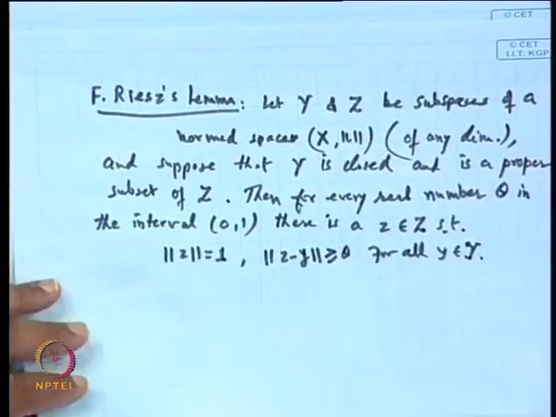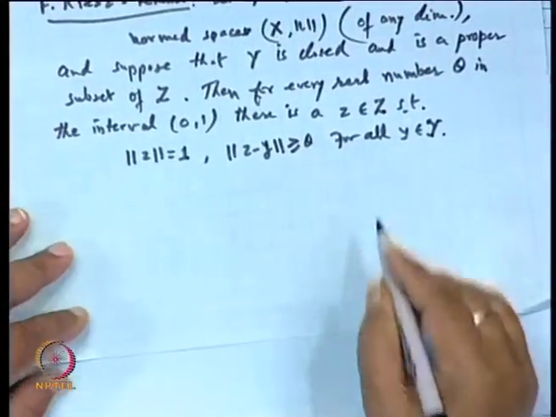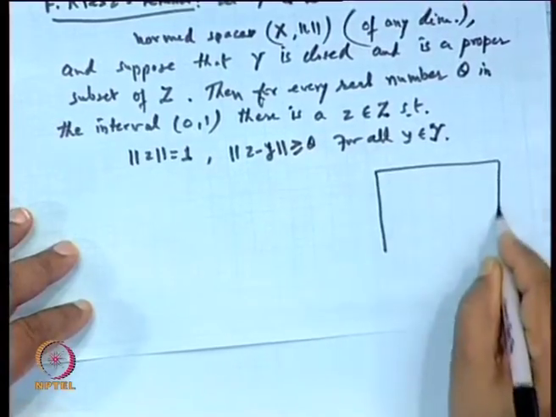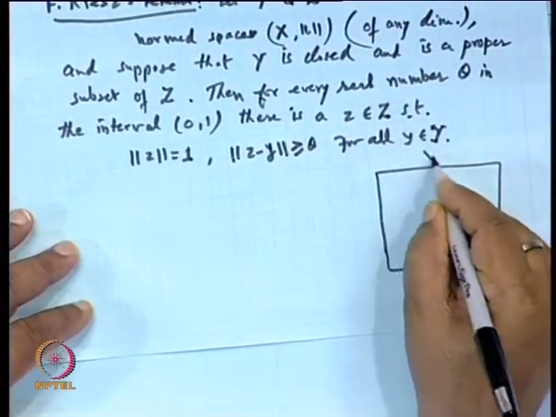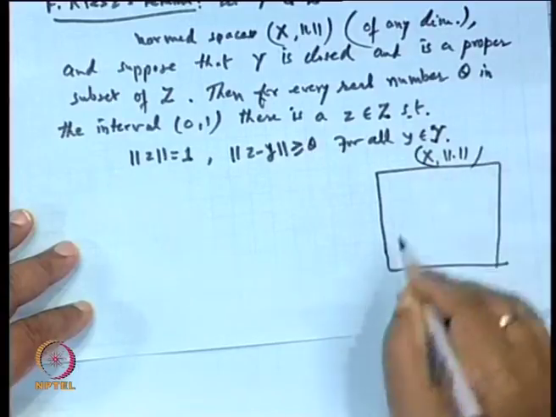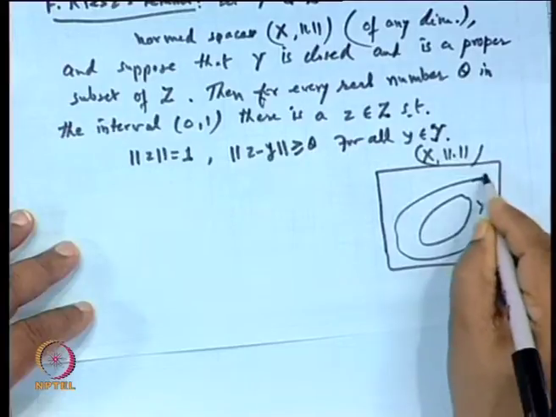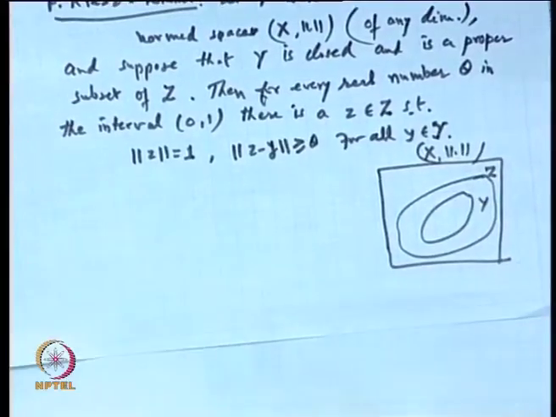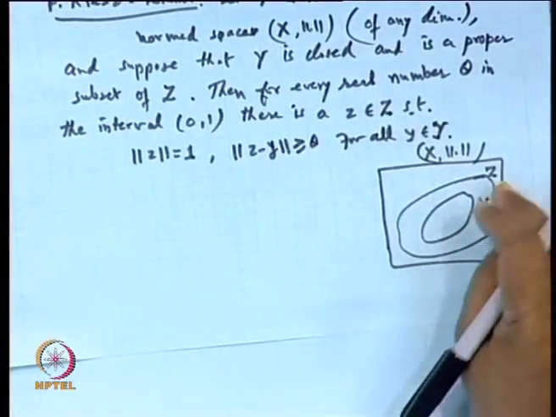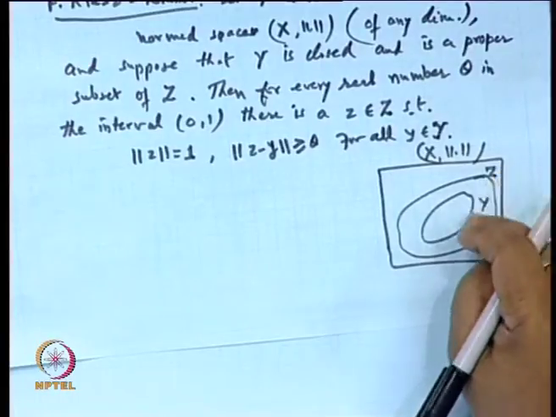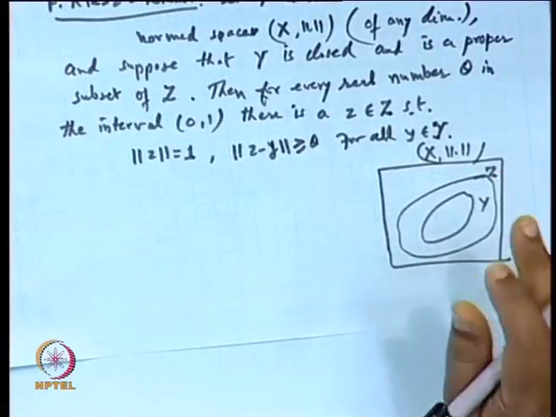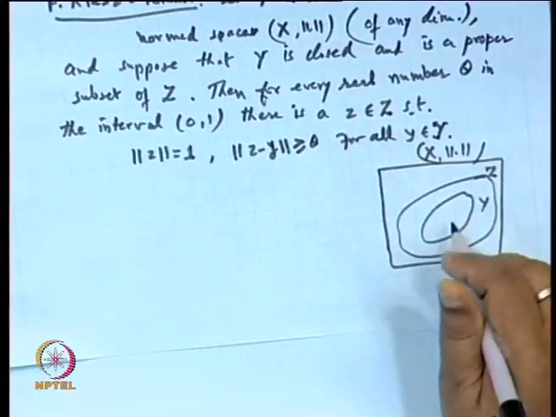So it's very interesting here. What this shows is that suppose we have a normed space (X, ||.||), and let this be Y, and this is our, say, Z. Both are subspaces of X, but Y is given to be a closed and proper subspace of Z, closed as well as proper.